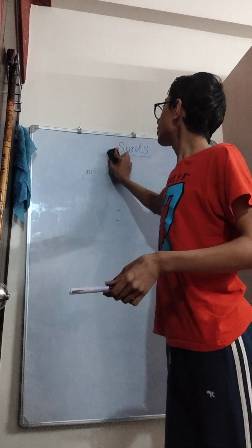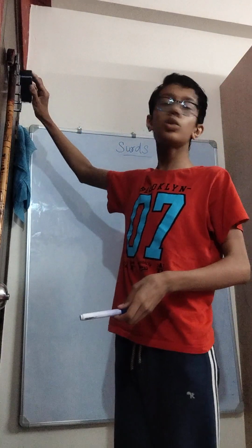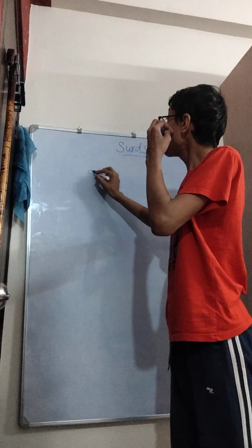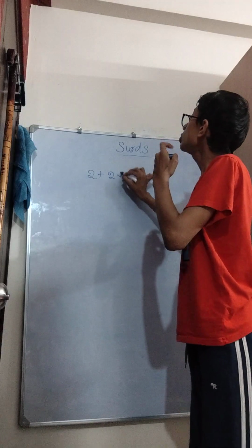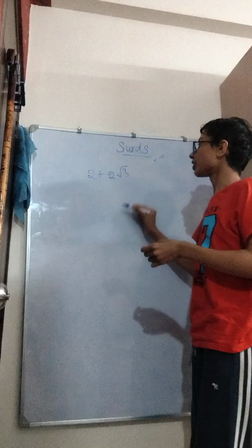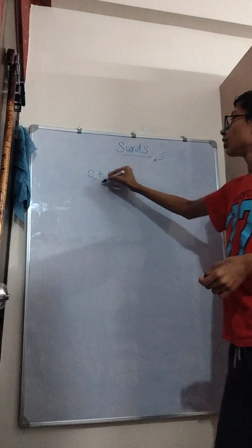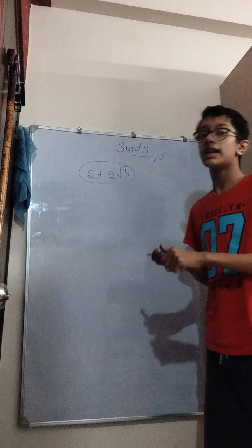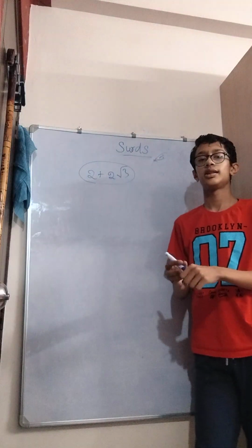Now I think you understand compound surd. Next one we are going to learn is binomial surd. A binomial surd is when it involves two terms with arithmetical operations except multiplication and division. So 2 plus 2 root 3, the first example I gave on compound surds, is a binomial surd.